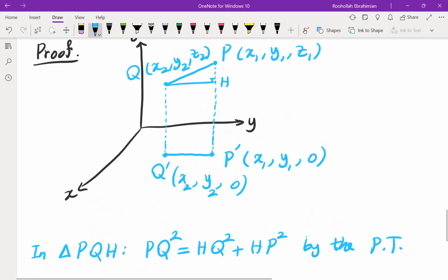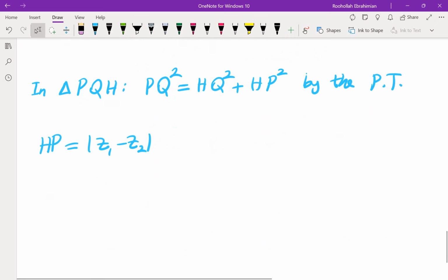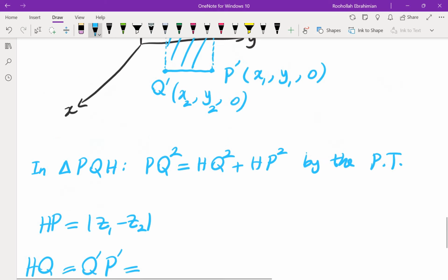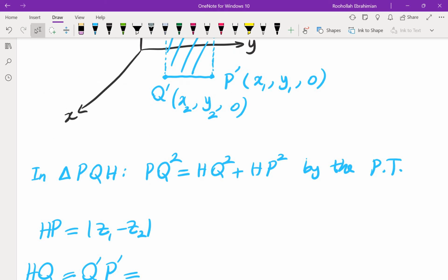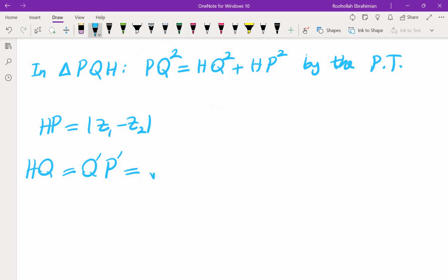Now what about QH? We have a rectangle right here. So QH and Q prime P prime are the same. But if you look at Q prime and P prime, they are now in 2 dimensions. We know the formula for distance in 2 dimensions, and that's again another Pythagorean theorem. So this one is the square root of (x1 minus x2) squared plus (y1 minus y2) squared.